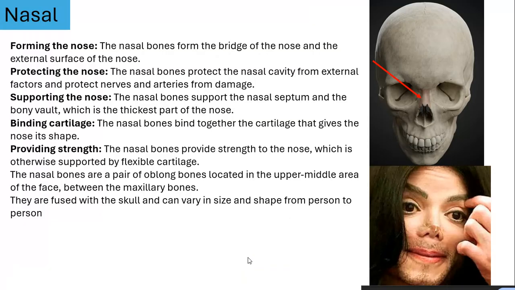The nasal bones are a pair of oblong bones located in the upper middle area of the face between the maxillary bones. They are fused with the skull and can vary in size and shape from person to person.